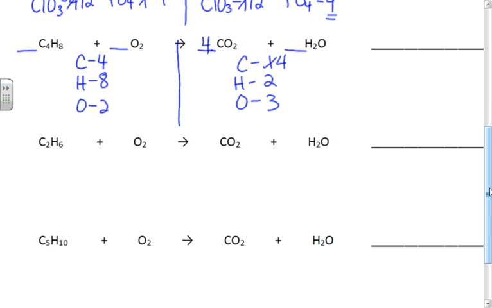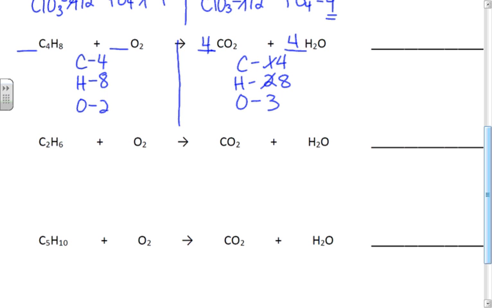We're going to look at that at the end. Then you're going to fix the hydrogen. We started with 8. We already have 2. So think about what number could we multiply by 2 to get 8? And that's going to be 4. 4 times 2 gives us 8 hydrogen.